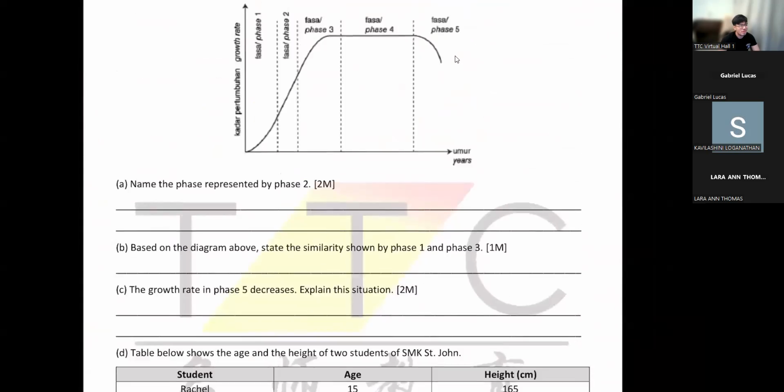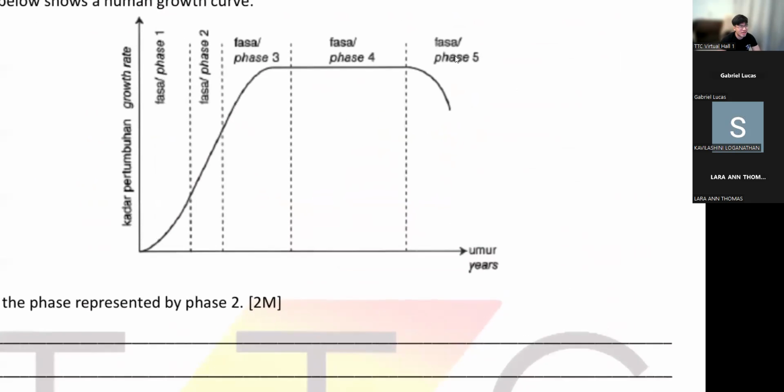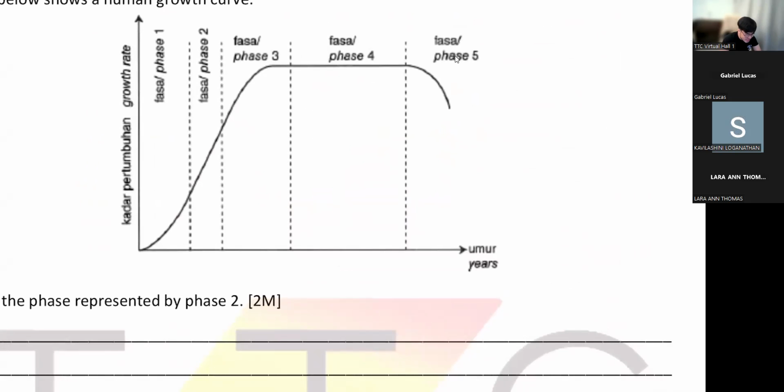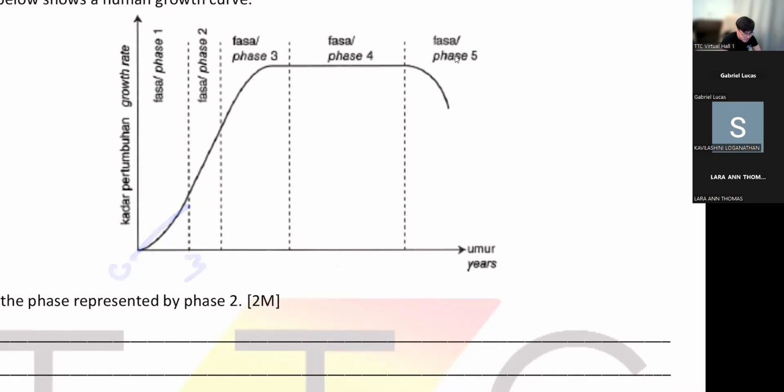Right. Anyway, before I move on, let's talk about growth. We grow in 5 phases. We have your infancy, okay, bayi. This is a rapid growth phase because you grow the fastest from 0 to 3 years old. Infancy, rapid growth. And then childhood, you slow down.